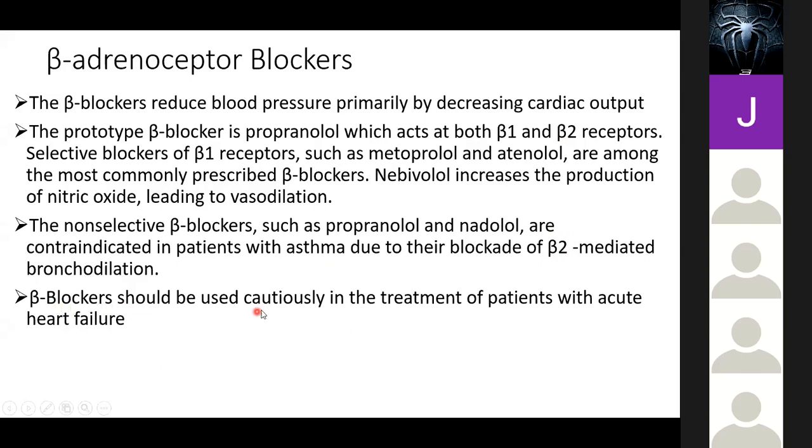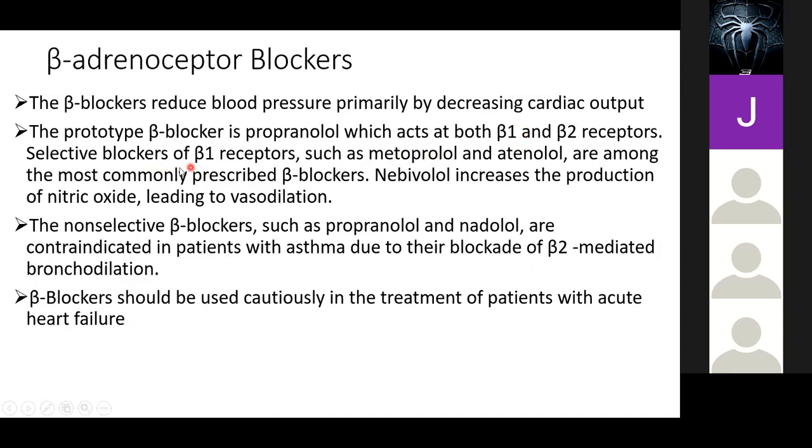Please know that beta blockers should be used cautiously in the treatment of patients with acute heart failure as well. Okay, so here, aside from everything, please make sure you give selective blockers of beta 1, except of course, maybe the person is not asthmatic. Okay, so if the person is not asthmatic, then there is the possibility of administering non-selective blockers.